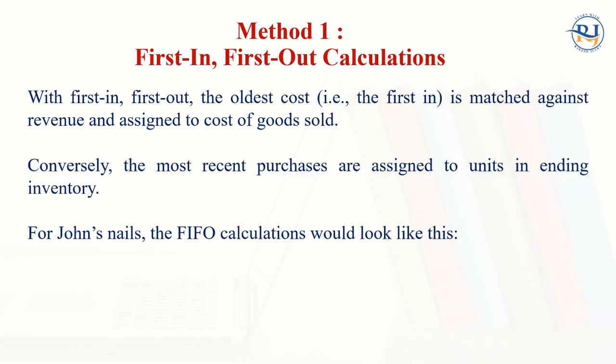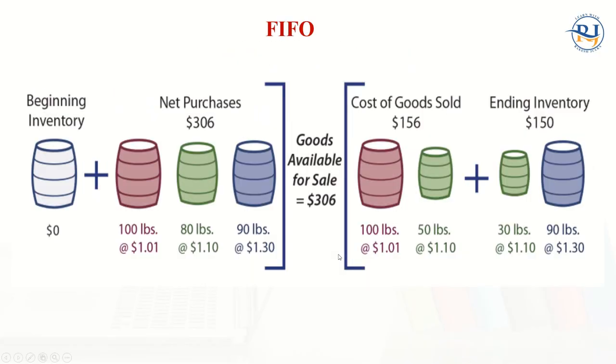Now the first method is the FIFO method, first in first out calculation. With first in first out, the oldest one, meaning the one we purchased first, is matched against the revenue and assigned to the cost of goods sold. And the most recent purchases are assigned to the units in ending inventory. So for Jones Nail, the name of the company, the FIFO calculation would be like this. At the beginning there was no stock. During the year we purchased 100 pounds at the rate of 1.01, 80 at this rate and 90 at this rate. So the goods available for sale is 306.